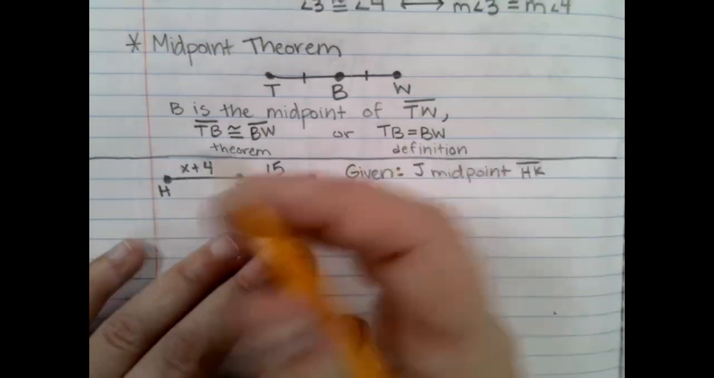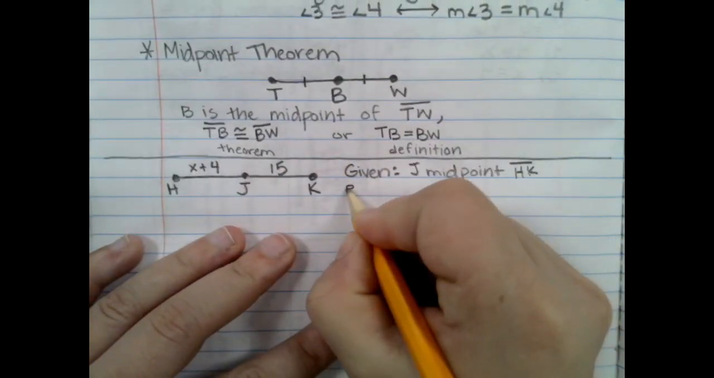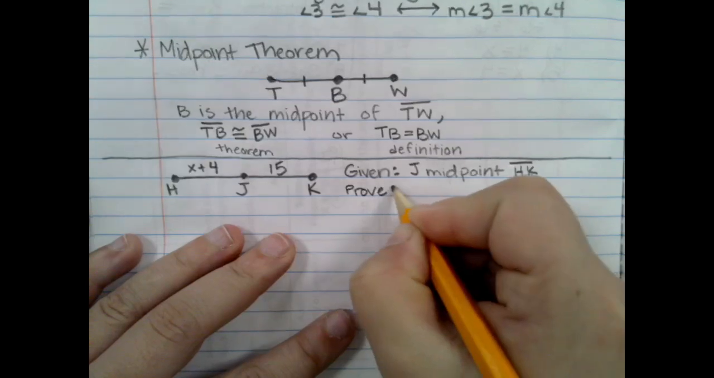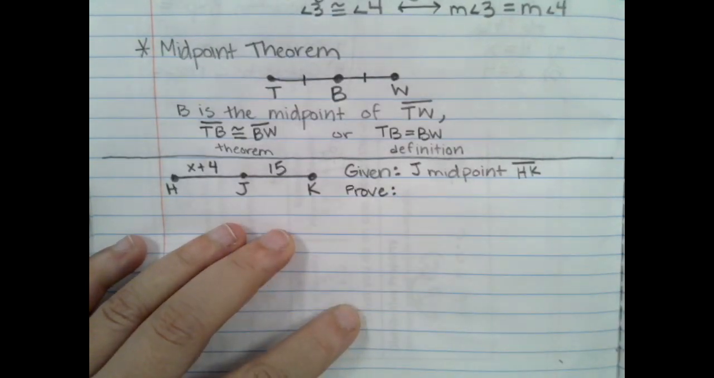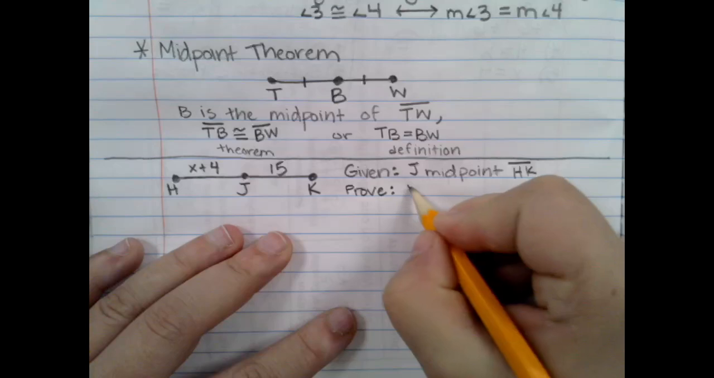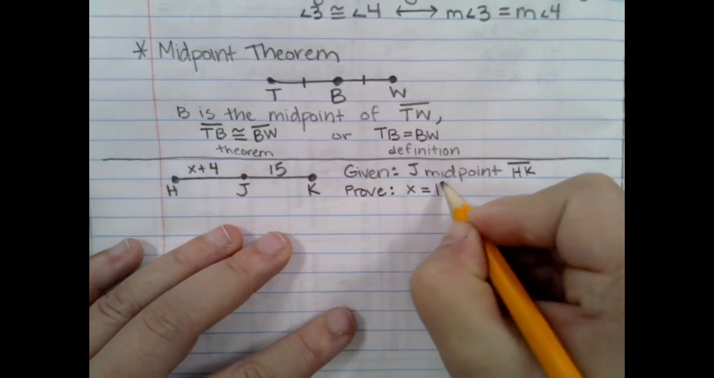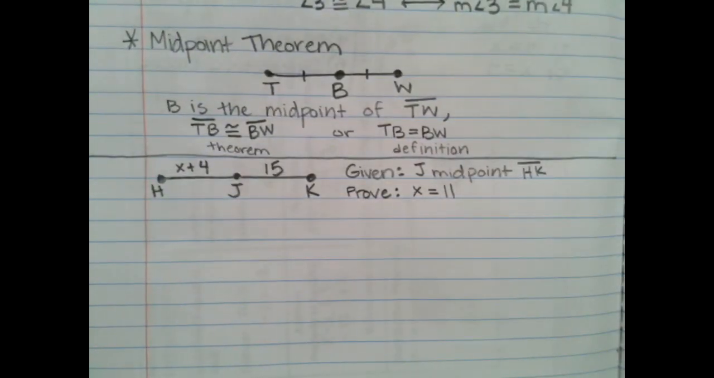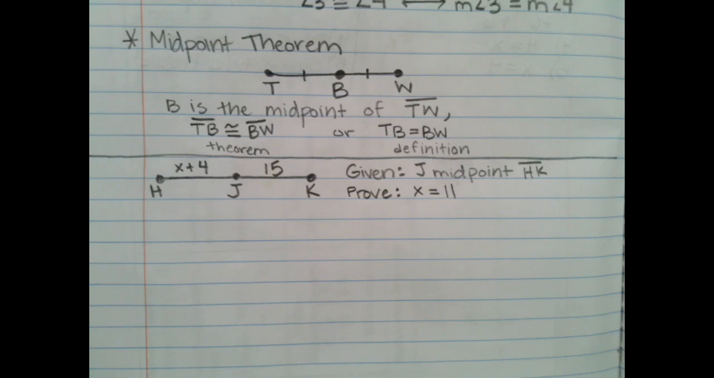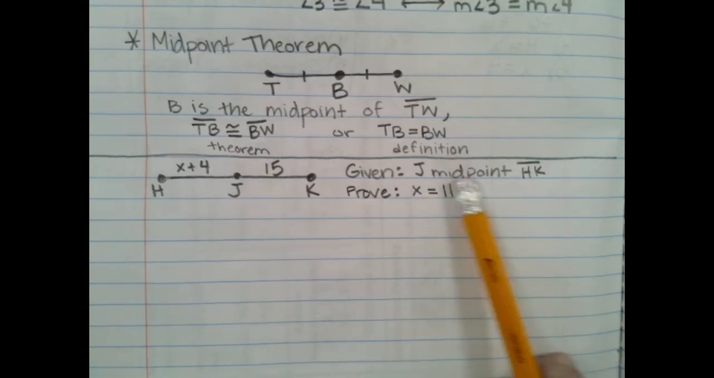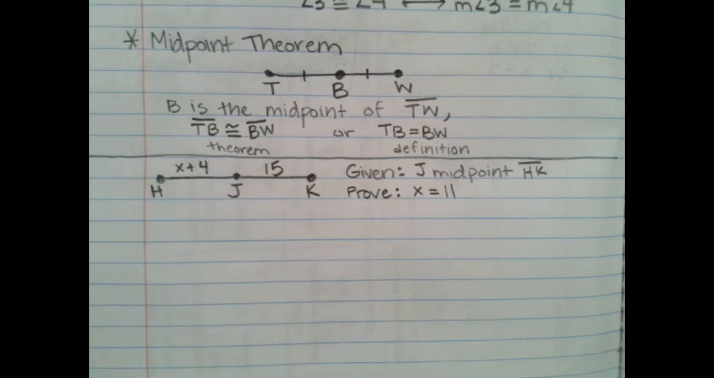And what we need to prove, what it's asking us to end with, is x equals 11. All right, so let's think through this a little bit, kind of come up with our game plan before we go into it. How are we going to prove that x is 11 if we know J is the midpoint?